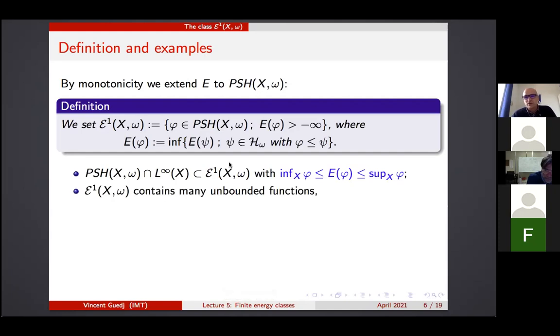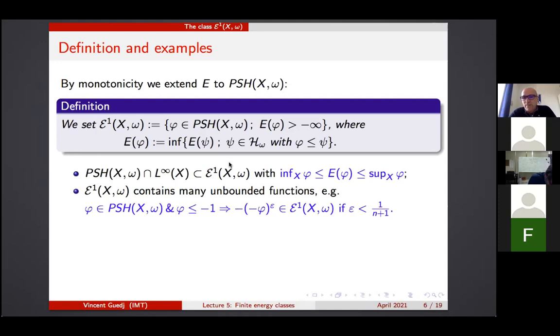But the class E1 contains as well many, and actually very many, unbounded functions. And here is a recipe to construct such. If you start from some omega plus omega function, which is normalized so that it is less or equal than -1, I told you one week ago that if you compose some omega plus omega function by a convex increasing weight, which is conveniently normalized, then the corresponding function is again an omega plus omega function.